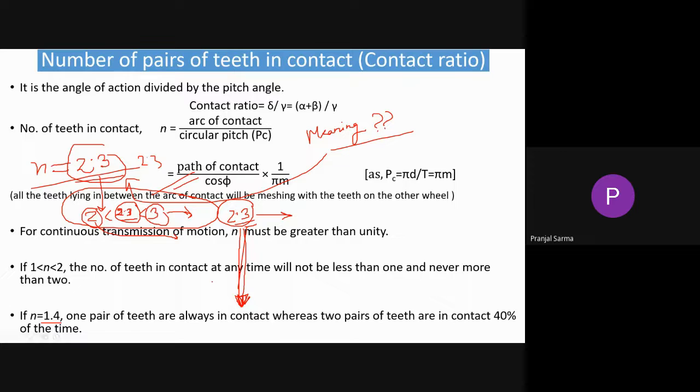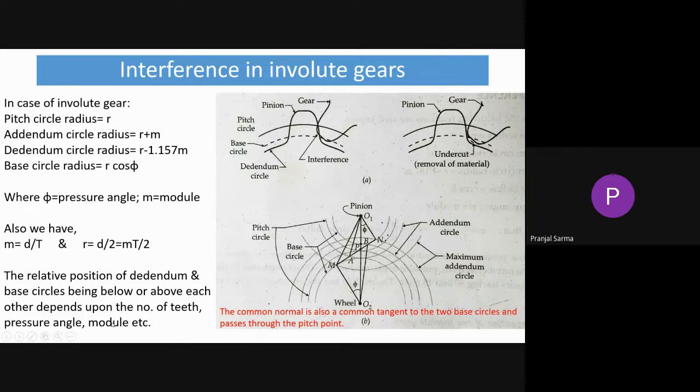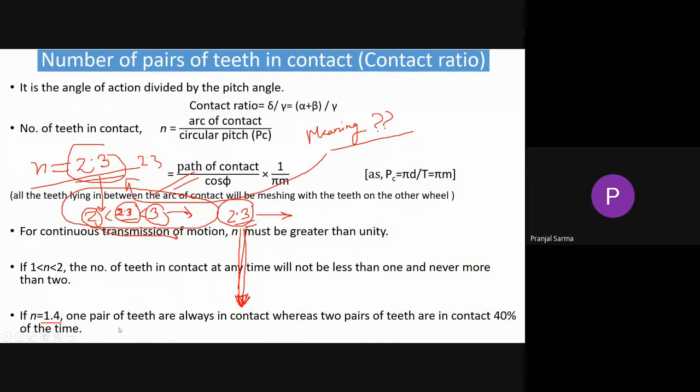Am I audible? Yes, sir. With respect to the last point, you tell me. Read the last point once, read it aloud. Sir, if n is equal to 1.4, one pair of teeth is always in contact, whereas two pairs of teeth are in contact 40% of the time. So try to correlate this with n equal to 2.3 and tell me what is the meaning of n equal to 2.3.